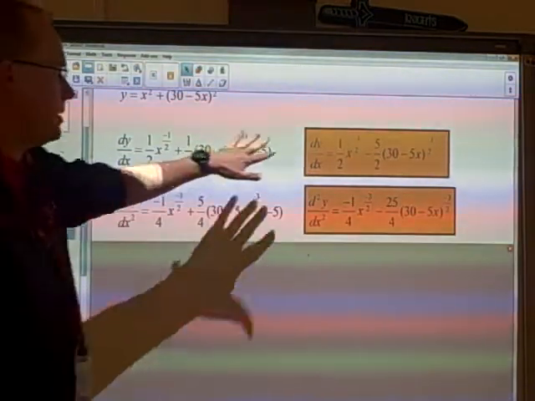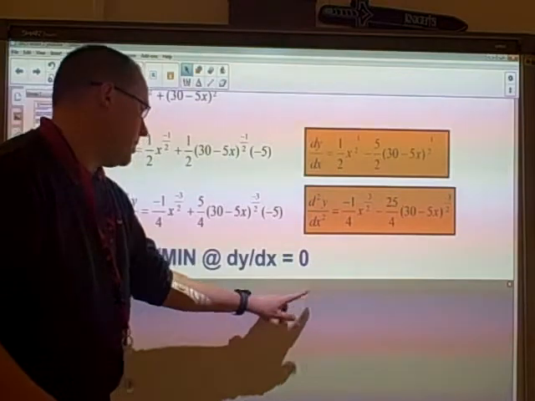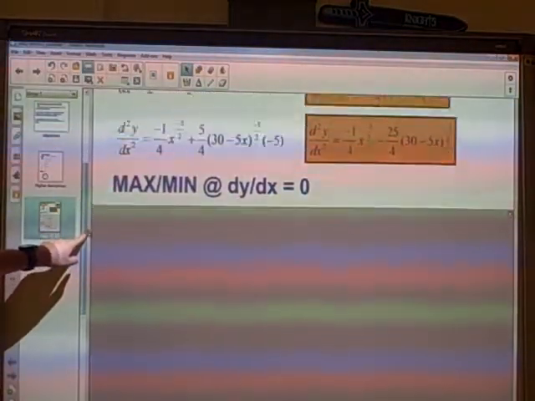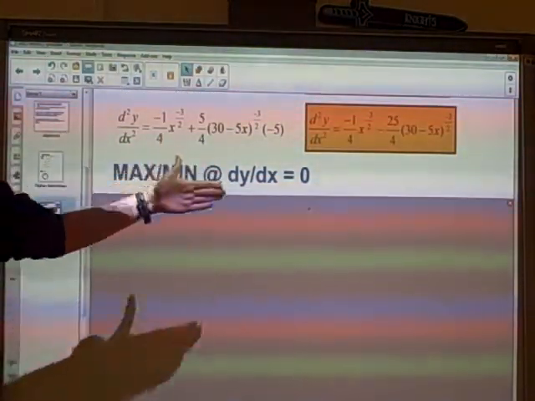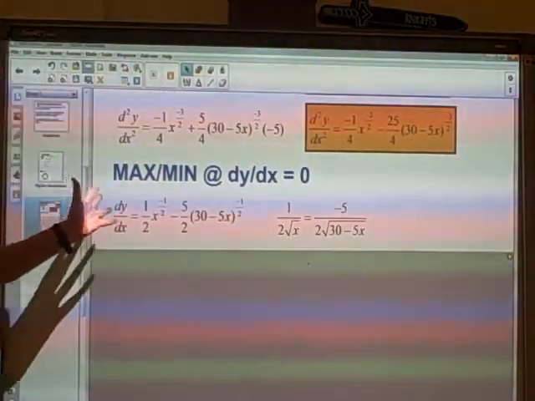So, we're going to set this equal to 0, then we're going to go ahead and solve to find out what our maximums and minimums are. Get into good habits, tell the examiner exactly what we're going to do. Maximum and minimums occur when our first derivative is 0. And now we're trying to solve this.